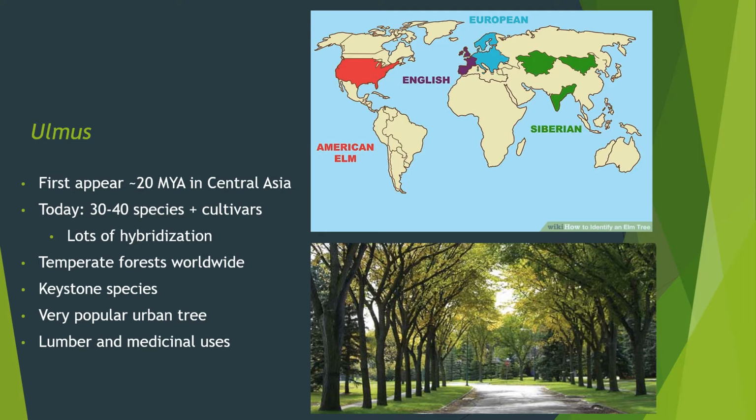Baltimore Orioles, for example, are known to really like nesting in American elms and are affected when elms start dying back. Another interesting kind of symbiosis is with morel mushrooms. Morel mushroom hunters are pretty fanatical, and they make a lot of money, and they know to look for dead and dying elm trees to find their morels. They're also a very popular urban tree. Throughout North America and Europe, they've been planted for centuries because they have really nice leafy crowns that provide a lot of shade. As you can see in the bottom picture here, they're often lining streets for this really nice canopy effect. And they do have lumber and medicinal uses as well.